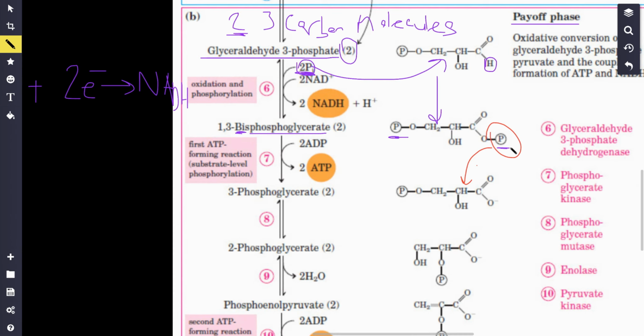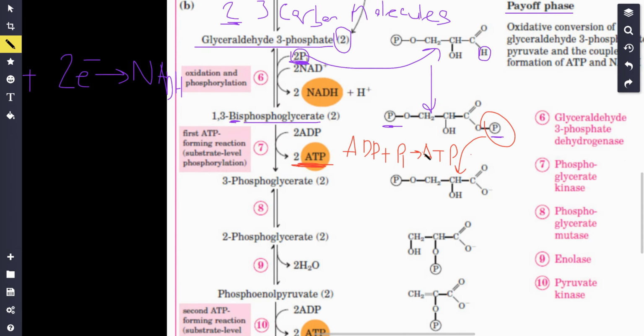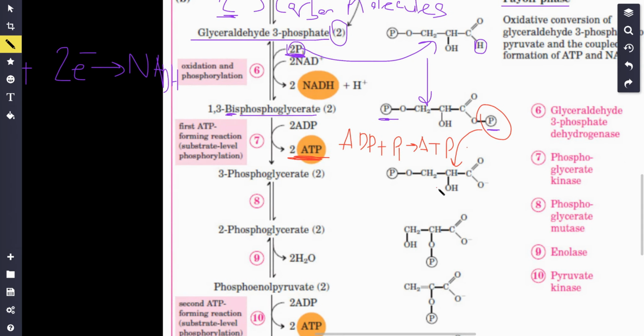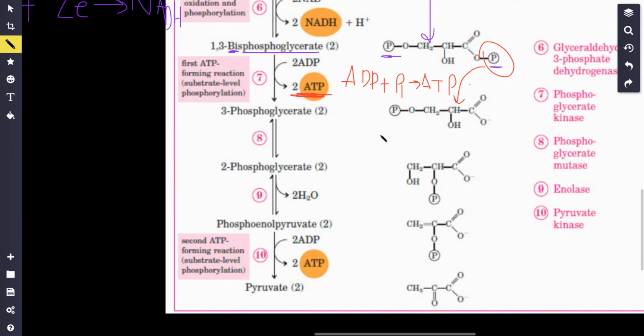So this phosphate right over here is going to break down. It's actually going to combine with an adenosine diphosphate, and once again, it's going to form an adenosine triphosphate. And because this reaction happens twice, we're going to get 2 ATPs out of this. A total of 2 ATPs are being formed in this step. So this phosphate sort of detaches from all of this. Now after step 7, we are forming 3-phosphoglycerate.